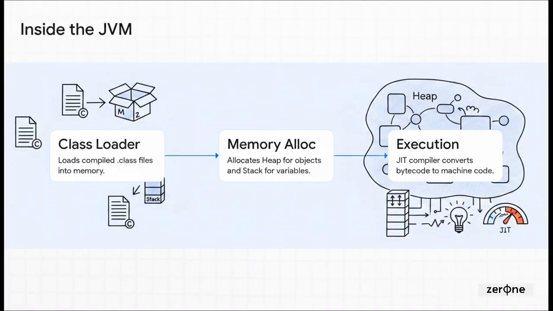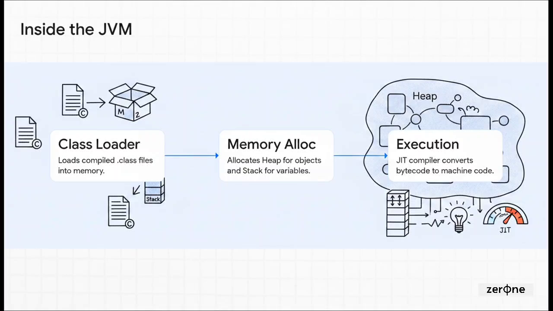So what exactly is happening inside that JVM? It's essentially a three-step internal process. First, the class loader subsystem brings your compiled .class files into memory. Second, memory allocation happens. The JVM divides its memory into specific areas, primarily the heap, which is where objects live, and the stack, which is where local variables and method executions are kept track of. Finally, the execution engine takes over.